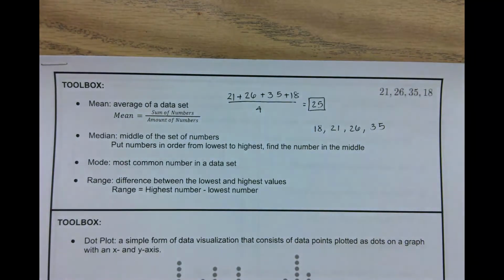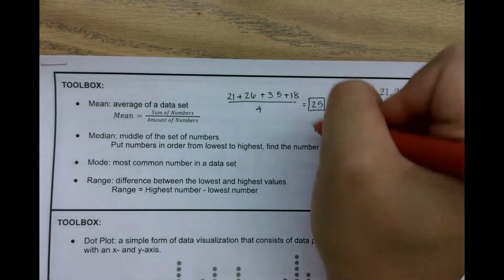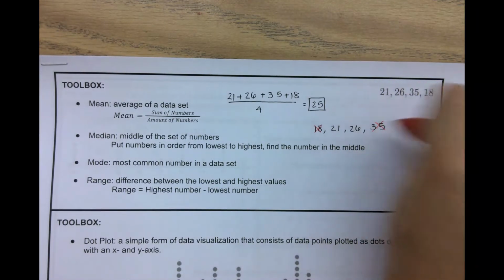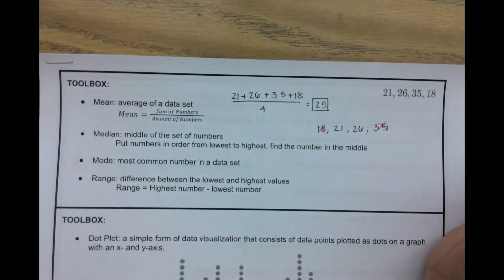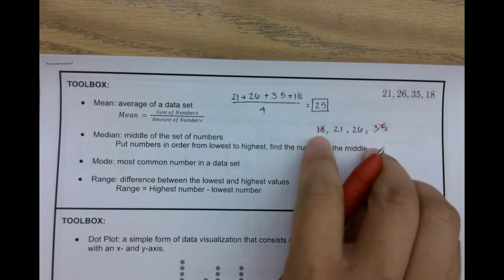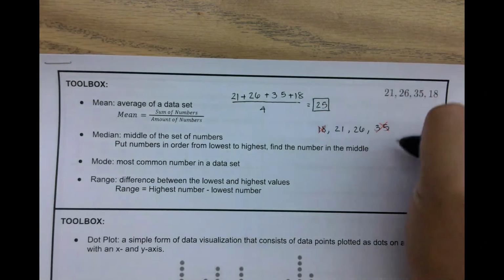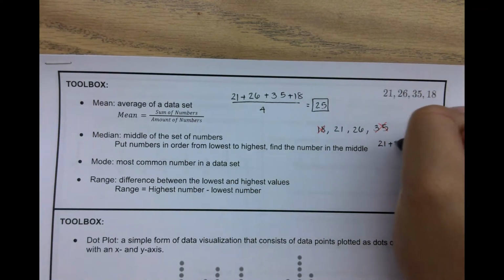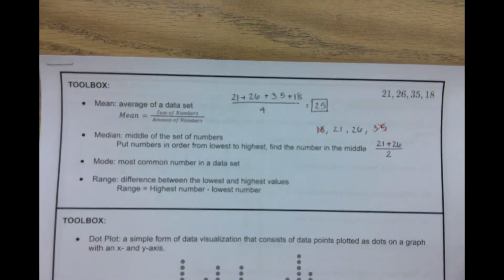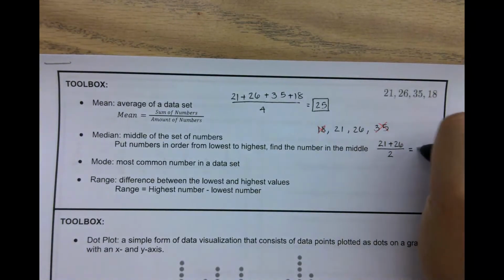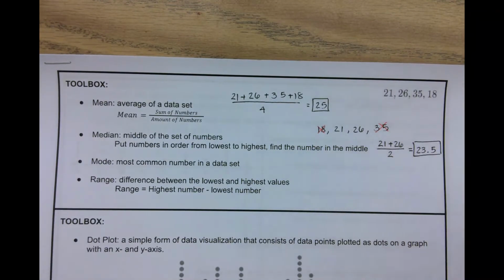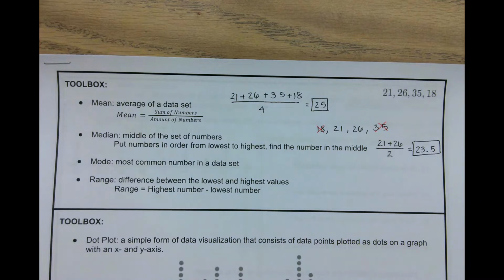Okay, and then the way I do it is I cross off one from each side until I finally get to the last one or the middle two. If you end up with 2 in the middle, what you're going to do is add them up together and find the middle of them. So divided by 2. So 21 plus 26 divided by 2, that gives you 23.5. So the median of this data set is 23.5.